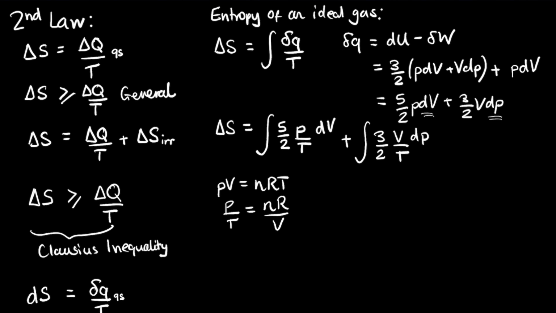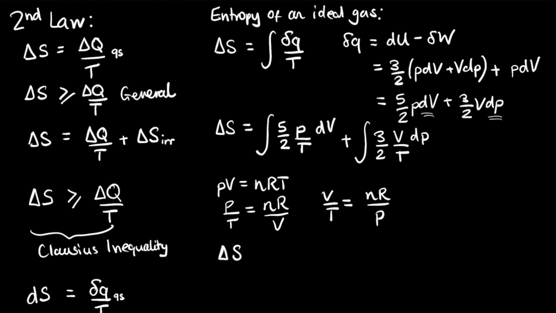And what's V over T? Well, V over T is probably almost exactly the same as P over T. V divided by T is nR over P. So we're going to use these two relationships and substitute them into our formula for the change in entropy.